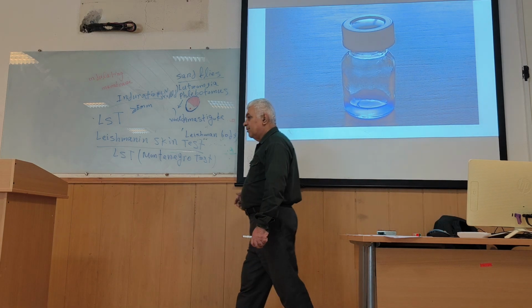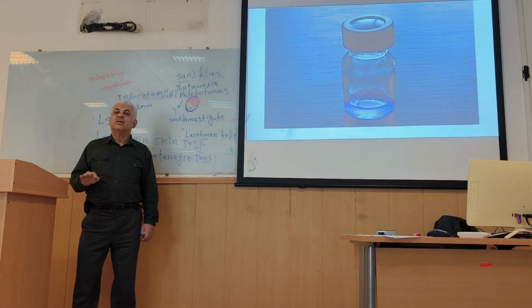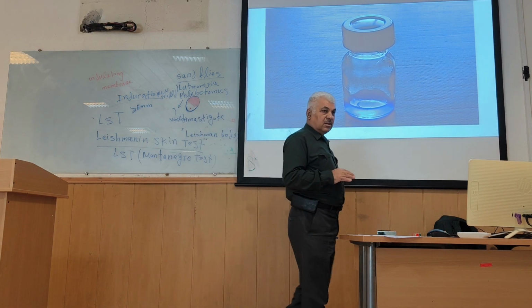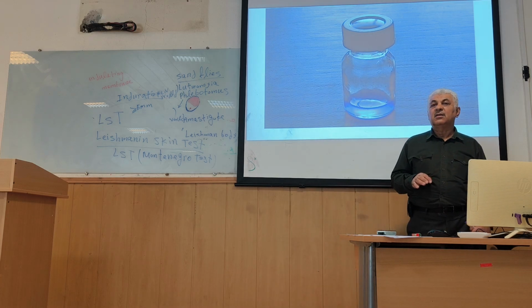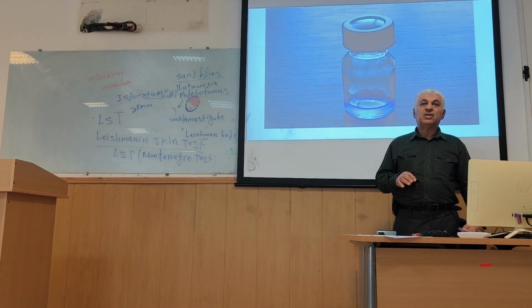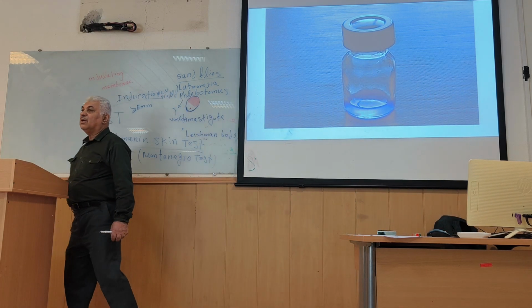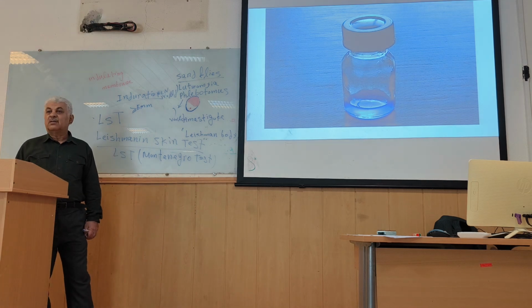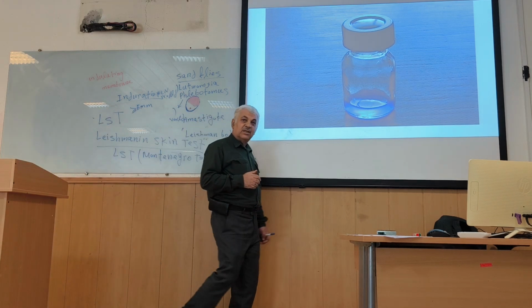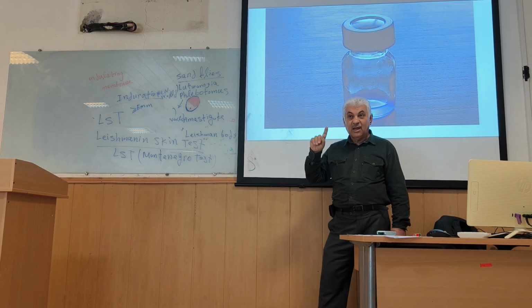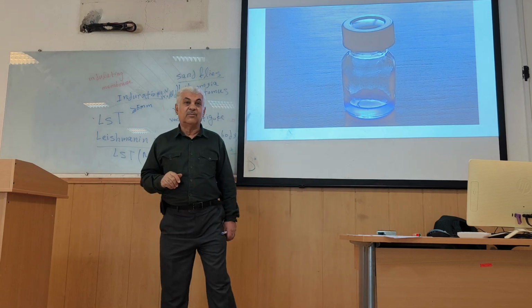We prepare this antigen in our laboratory in the School of Public Health, Tehran University of Medical Sciences, and use the antigen in different parts of Iran, especially in endemic areas, to diagnose patients with visceral leishmaniasis and treat them. So the mortality rate of visceral leishmaniasis in Iran reached under 2%, because rapid detection and appropriate treatment is very, very important.